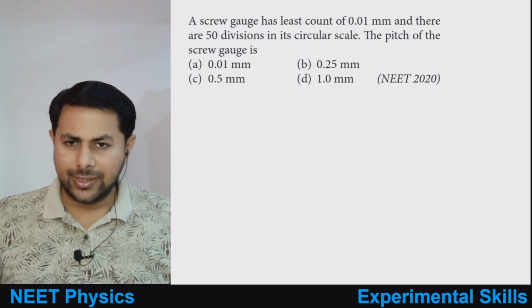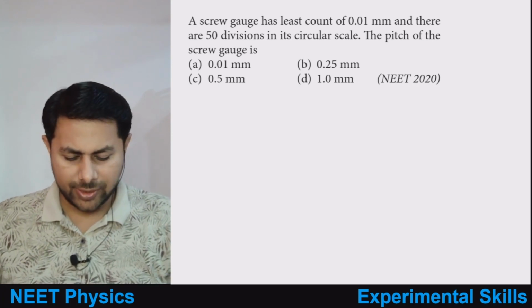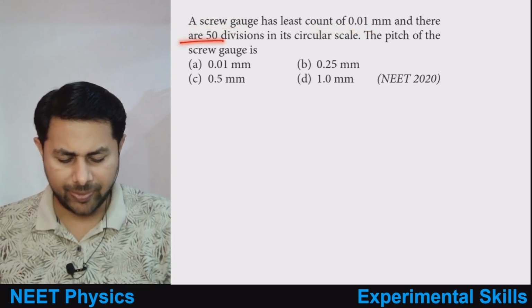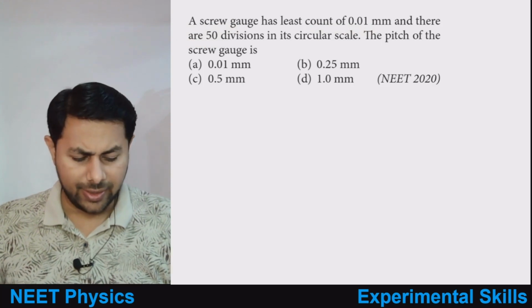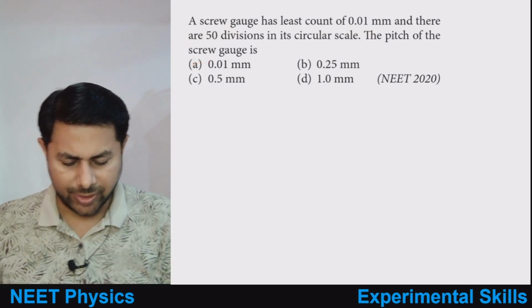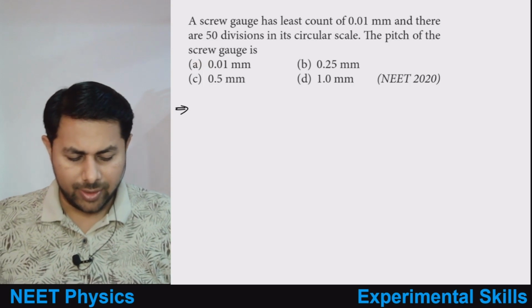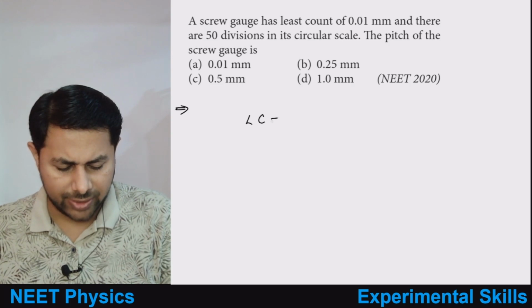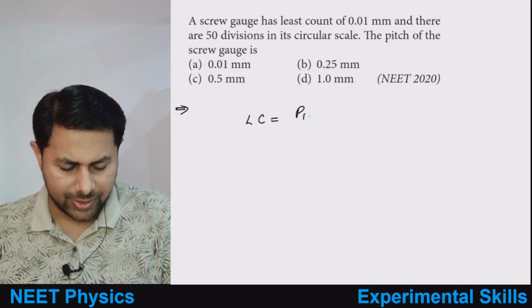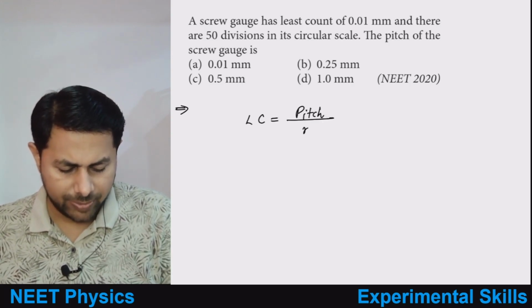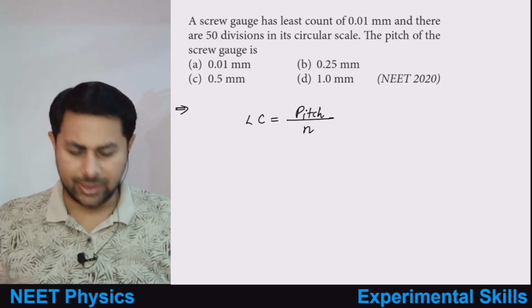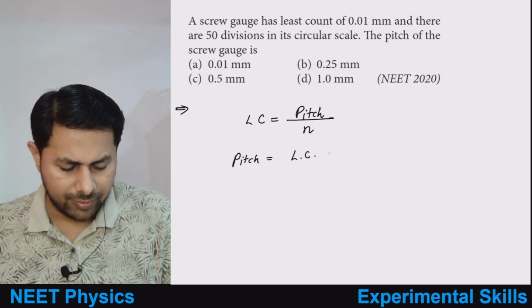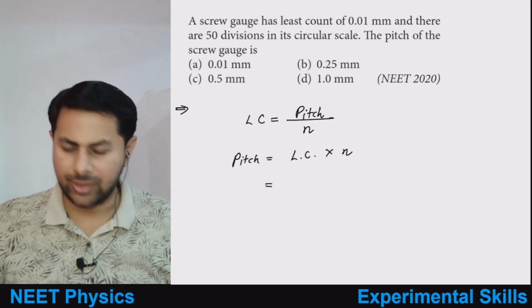Then let us see some problems based upon the screw gauge. A screw gauge has a least count of 0.01 mm and there are 50 divisions in its circular scale. The pitch of the screw gauge is, so this is very simple. We want to find the pitch. You have the formula that least count is equal to pitch divided by the number of divisions on the circular scale, and therefore pitch is equal to least count multiplied by the number of divisions.